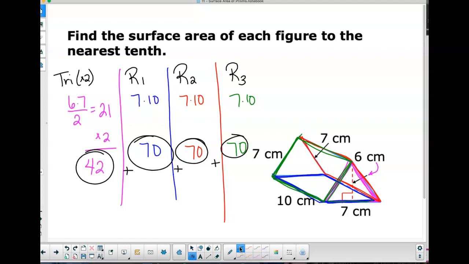So 70 times 3 is 210, plus we'll write 252. Would you agree? So 252 centimeters squared. Question so far?